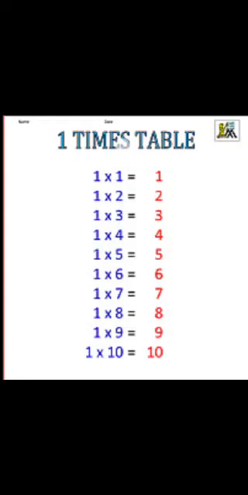Let's repeat one more time. 1 1s are 1. 1 2s are 2. 1 3s are 3. 1 4s are 4. 1 5s are 5. 1 6s are 6. 1 7s are 7. 1 8s are 8. 1 9s are 9. 1 10s are 10.